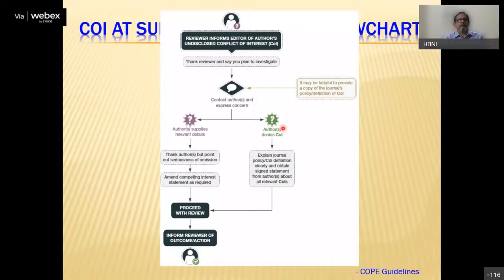But now suppose the author denies the conflict of interest, then of course the editor has to explain the journal policy regarding conflict of interest clearly, and he must obtain a signed statement from the author about all the relevant conflict of interest issues. Once the author has signed that statement, he is bound by that statement, and then it will proceed for review and go ahead. So this will be the flowchart of action for the case of a manuscript that has been submitted for peer review and detected at the peer review stage.